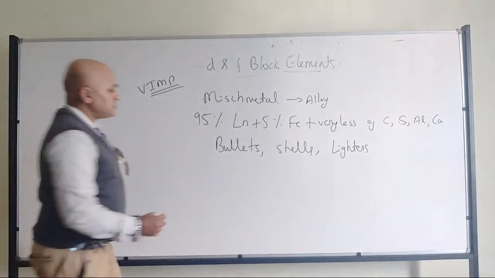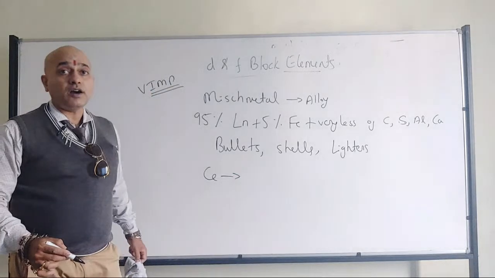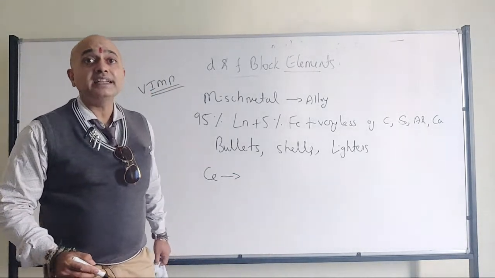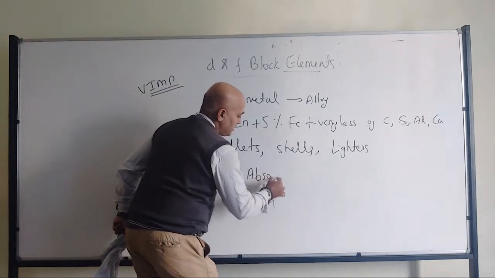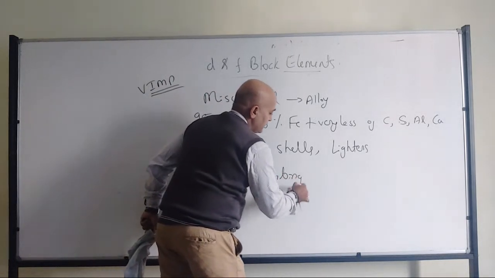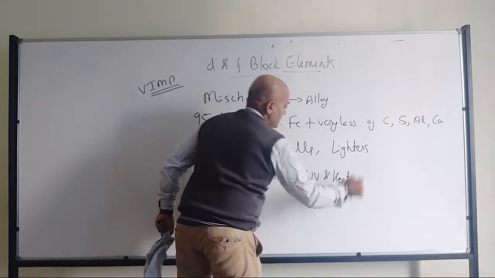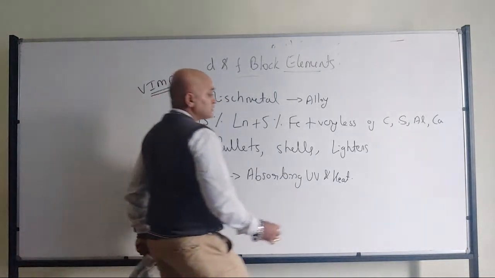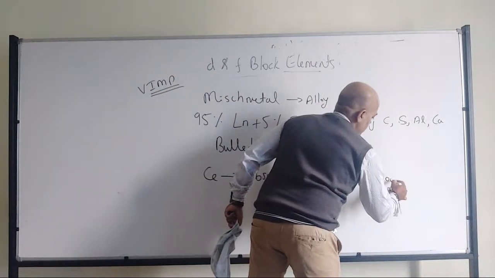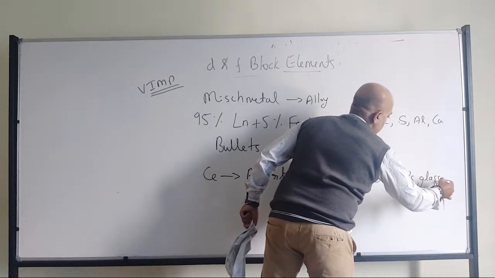Same way, when it comes to cerium, it has the property of absorbing UV and heat. Due to that, it will be used in the preparation of Crookes glass.